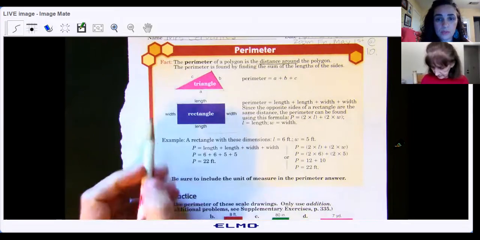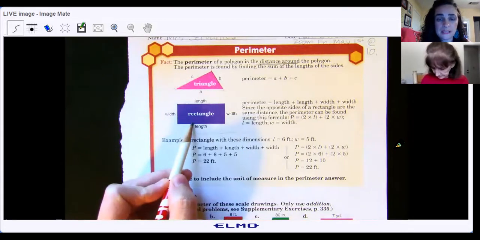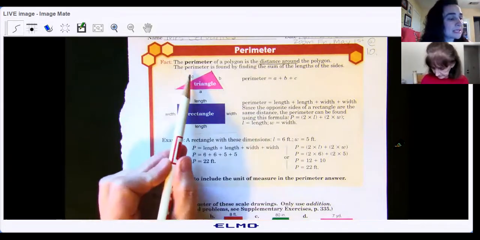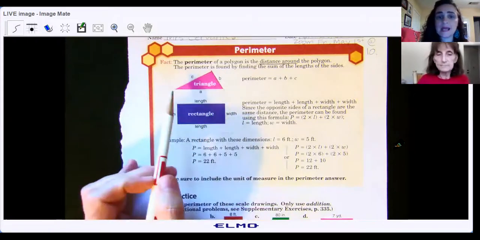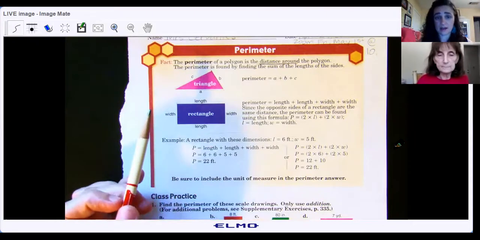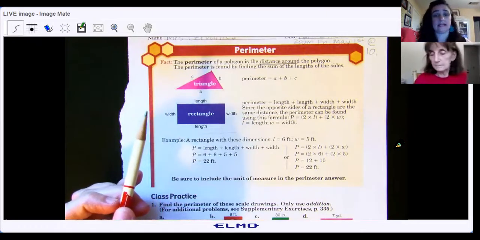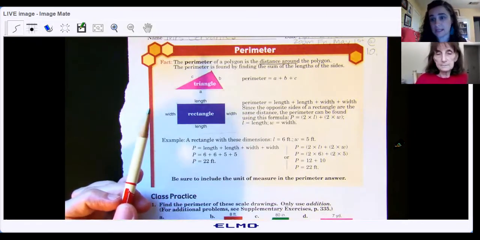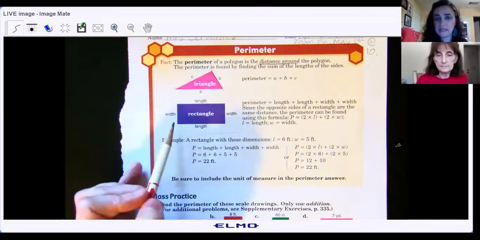Sorry, guys. So if we look at this one, we're always going to just add our sides. Perimeter is side plus side plus side plus side, however many sides. If it's an octagon, you're going to be adding 8 sides together. If it's a rectangle, 4 sides together. Okay, go ahead, Mrs. Biggs.